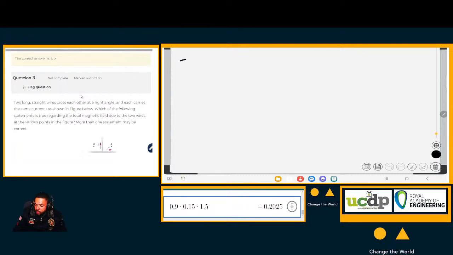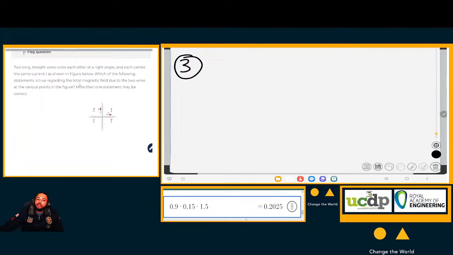Question number 3. They say two long straight wires cross each other at a right angle, and each carries the same current I, as shown in the figure below. Which of the following statements is true regarding the total magnetic field due to the two wires at the various points in the figure? More than one statement may be correct.